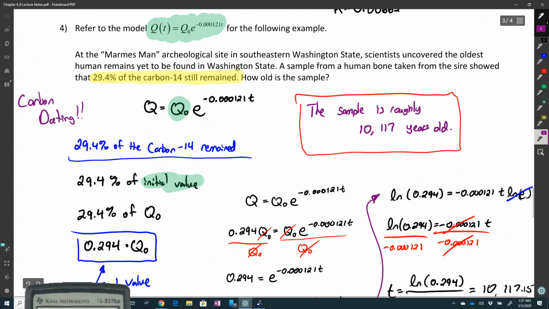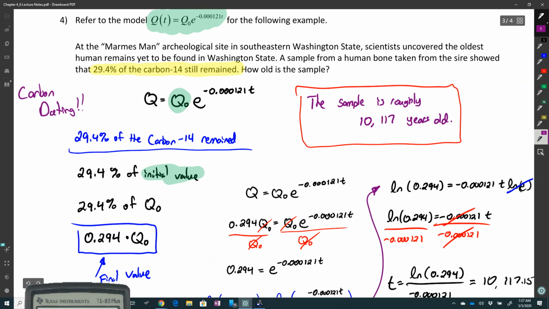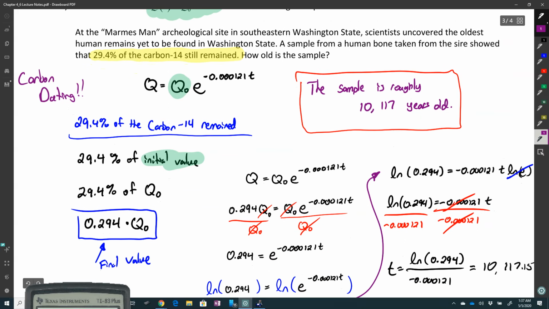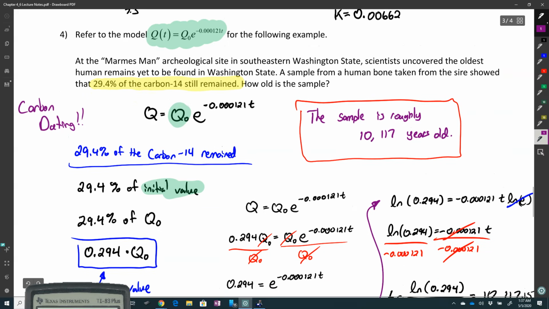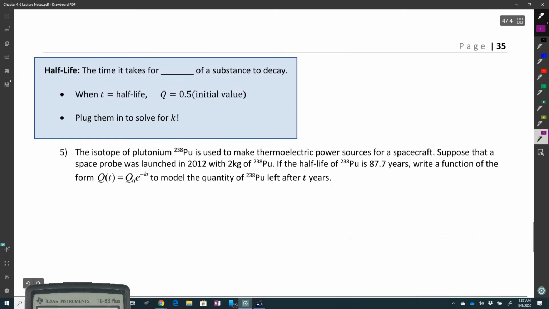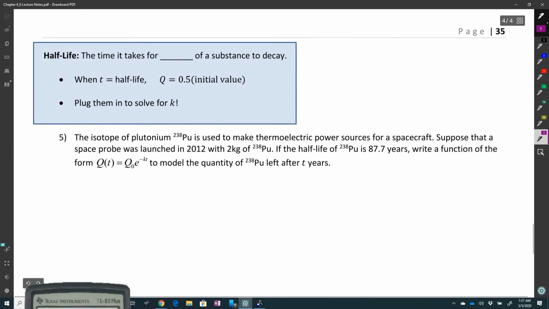Now, if it's really, really, really old, carbon dating doesn't work anymore, and it's not accurate. You need to find a different element with a slower decay rate. But anyway, I'll stop being a nerd.